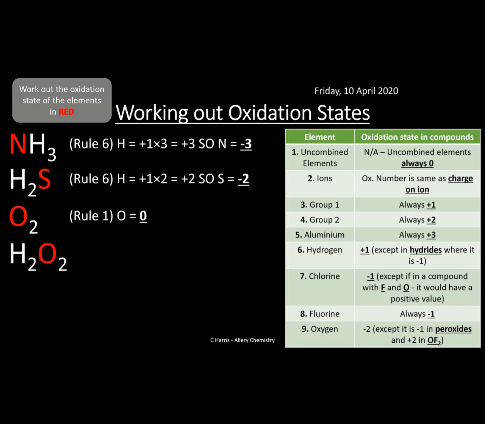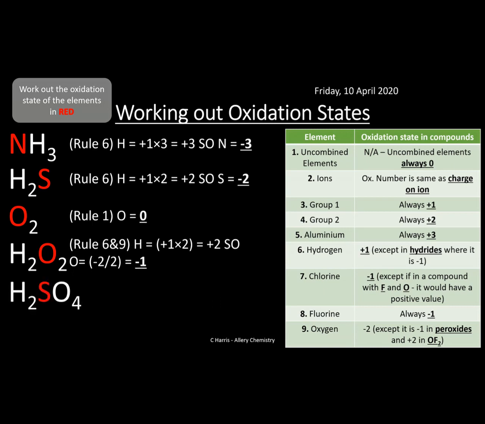H2O2. Now you've seen this before because this is a peroxide. So this is rule 6 and 9. So we've got both here. So rule 6 is that hydrogen is +1. This is not a hydride, so this is +1. We've got 2 of them, so that's +2. So that means the oxygen, because this is neutral, we've got 2 oxygens there. Oxygen must be -1. But we know that from rule 9 as well, that except in peroxides, which this is, oxygen is -1. Okay. The next one is H2SO4, so sulfuric acid.